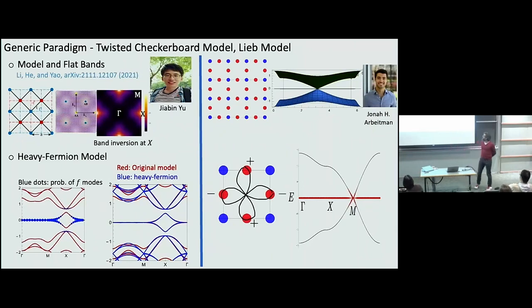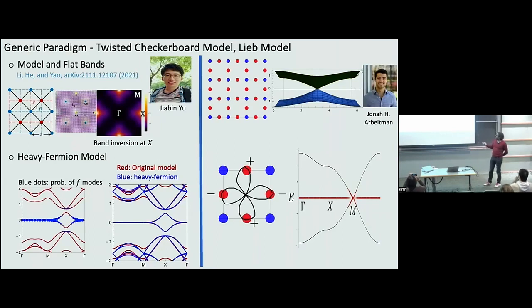So, for example, if I take the checkerboard model and twist two checkerboard lattices, as Hong Yao and collaborators did in this paper, what we find is another flat band with other topological sets of flat bands. But again, the Berry curvature is at these points. We can again, by the argument that I gave, separate the model into heavy and light particles, and you can see how much of these bands are heavy particles, given by the size of these dots, and how much are light particles.